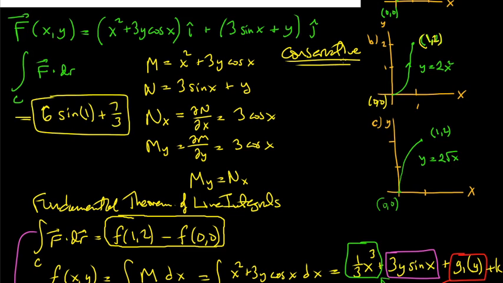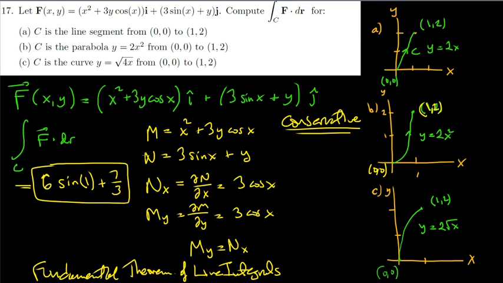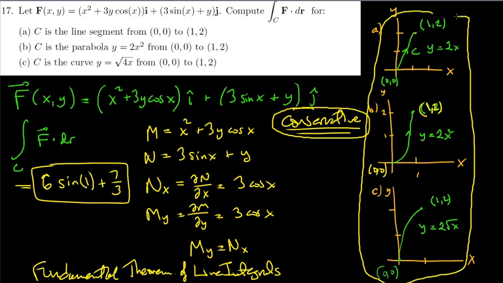So that's the answer to all three parts. Part A, B, and C all have the same answer. And again, this was possible only because the vector field was conservative. If the vector field was not conservative, well, then you're out of luck. Then you actually have to evaluate all three of these.